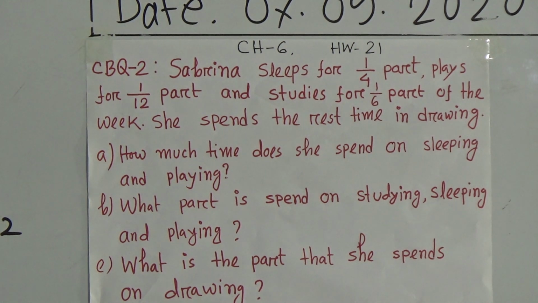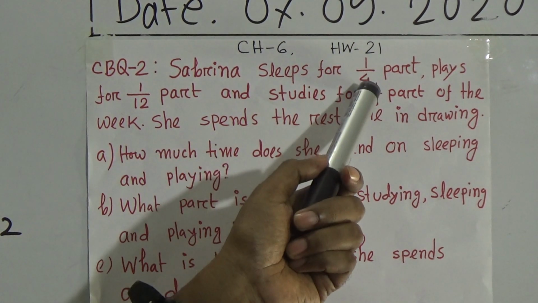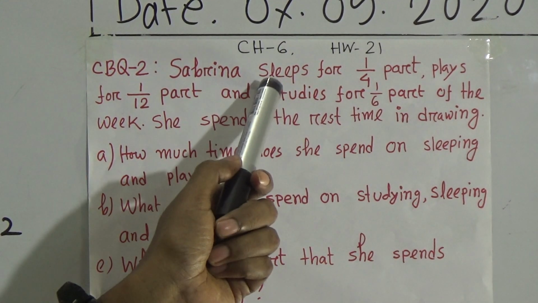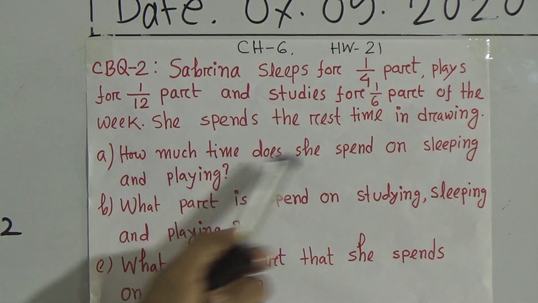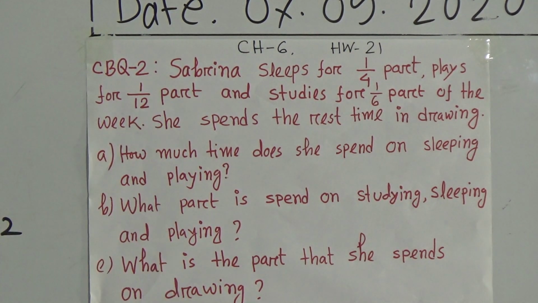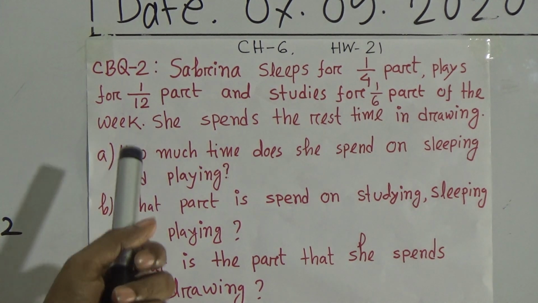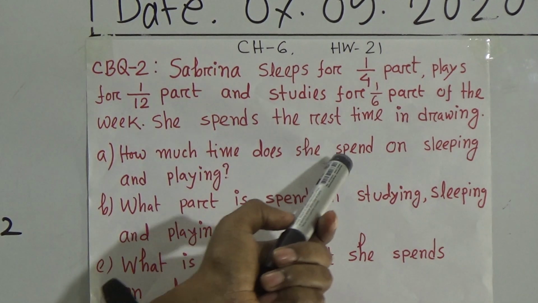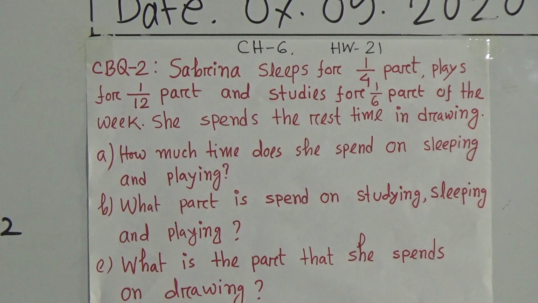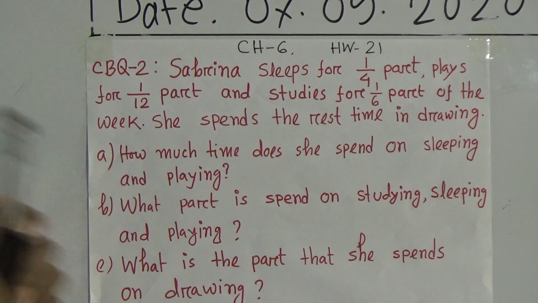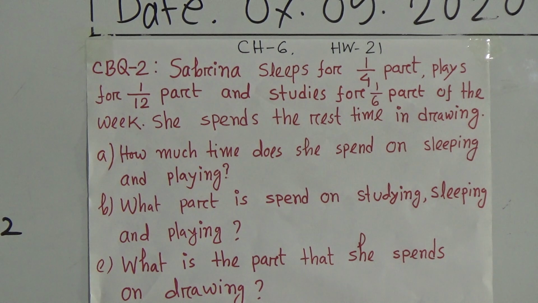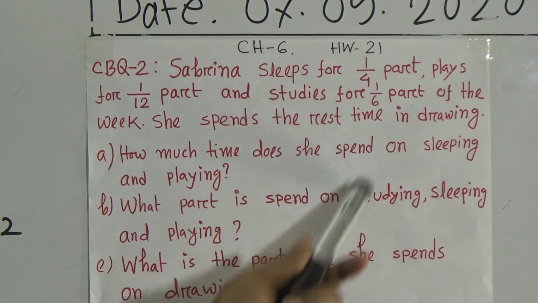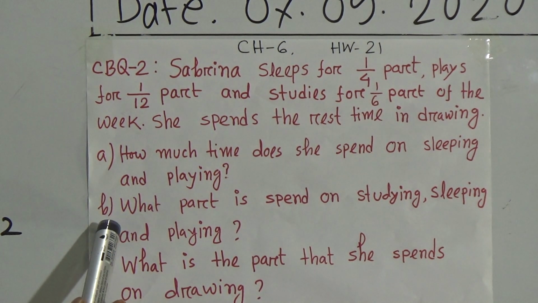That means this is addition. Then you add 1 by 4 part plus, sleeping is 1 by 4 part, and playing is 1 by 12 part. That means for question number A you add 1 by 4 plus 1 by 12. Then you get the result of A. And for B number, how can you solve? You add 1 by 4, 1 by 12 and 1 by 6. Then you get the result of B.